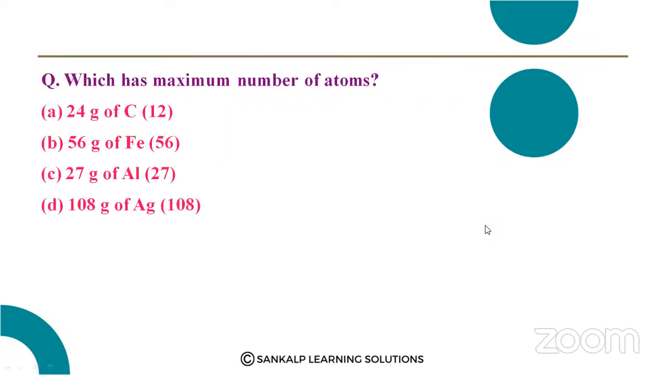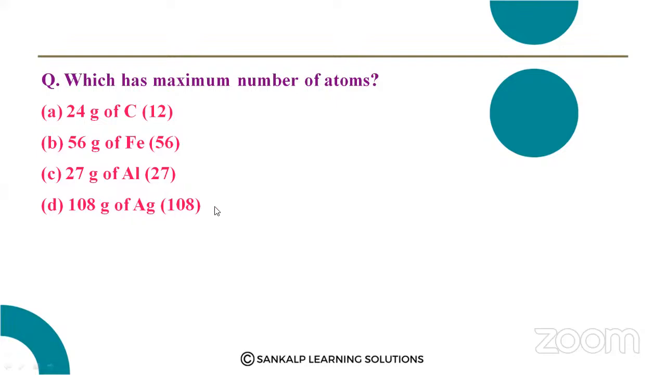So the questions based on the mole concept, the first question is: which has the maximum number of atoms? What is a mole? A mole is the amount which has exactly as many atoms as are in 12 grams of the C12 isotope, and that is the Avogadro number. Now what are the options? 24 grams of C12, 56 grams of iron, 27 grams of aluminum, and 108 grams of Ag.